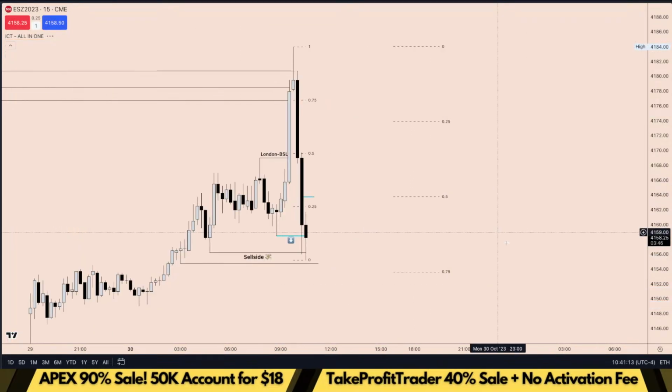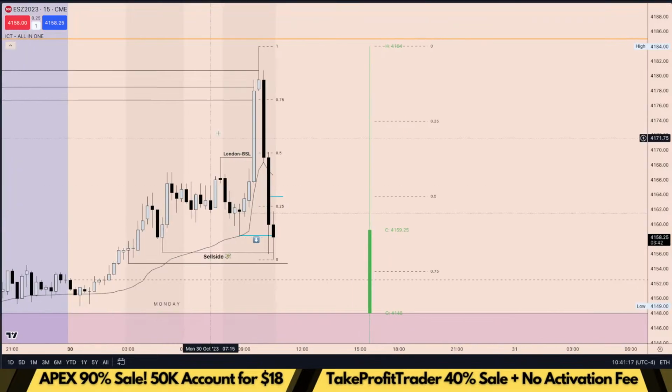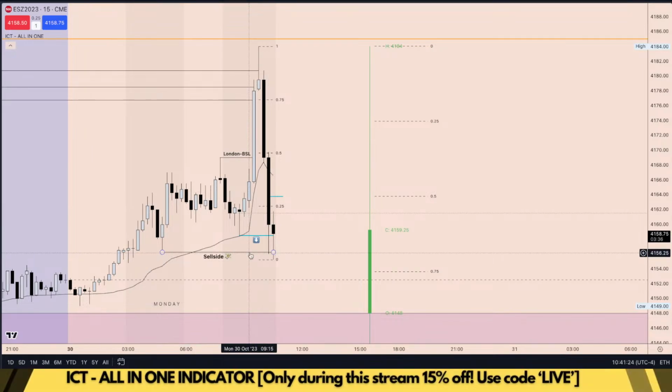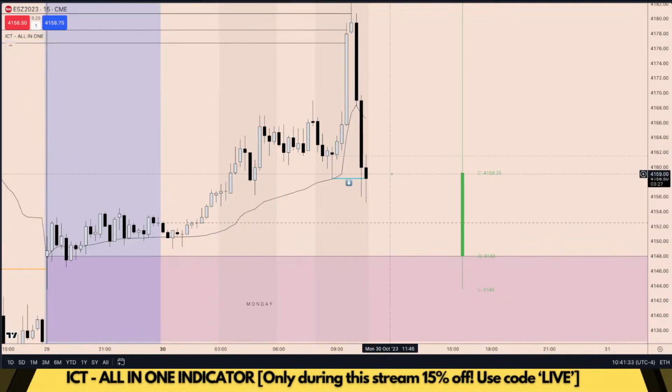And if we go to the 15, I would still like to wait for that candle close to happen, and then enter on that lowest fair value gap. We have our sell side liquidity mapped out. We already took that. London buy side has been taken. Done. We have our 8:30 level.